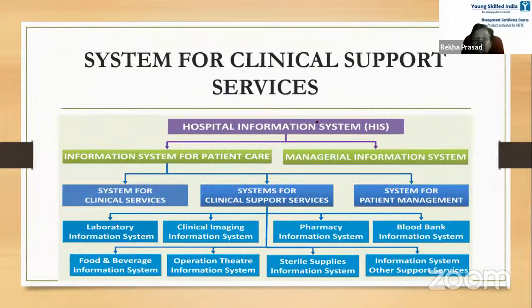Then you have system for clinical support services. Clinical support services में आपका आता है laboratory information system, clinical imaging information system, pharmacy information system, blood bank information system, food and beverage information system, operation theater information system, sterile supplies information system, other support services, और भी कोई support services हो सबका. So this is the support which the clinic are getting for the care of the patient.